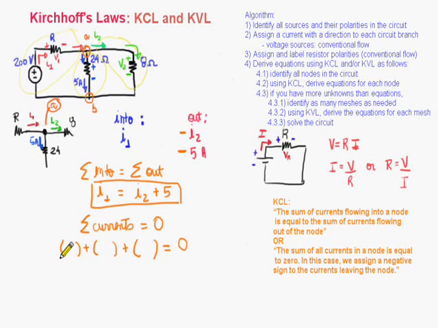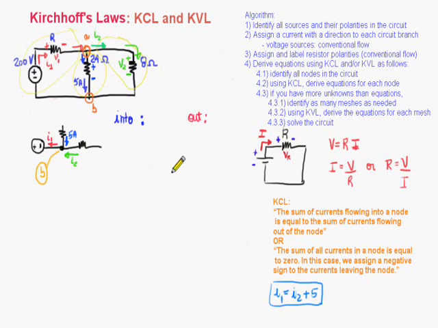So when I fill the blanks here, I have I1, my first current. Then my second current will be negative I2 because I assigned the negative sign to it. And my third will be negative 5. And when I add all those currents here, they should be equal to 0. So if I solve for I1, I have I2 plus 5, which gives me exactly what I had before. So it doesn't matter which definition you use, in the end you should get the same equation.